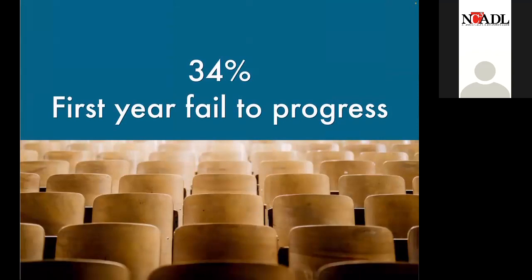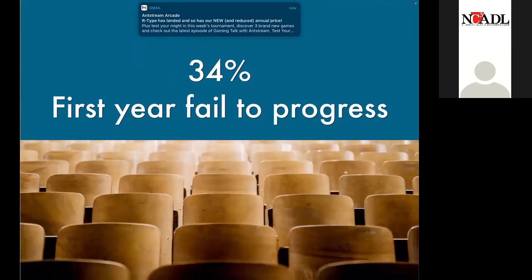34% of our first year students fail to progress to the next semester. So although that number is not as high as the one for completion, that's still a huge issue. And me being a first generation college student in my family, first generation graduate, I can understand the struggles that first generation students have in college, and I'm sure many of you can as well.